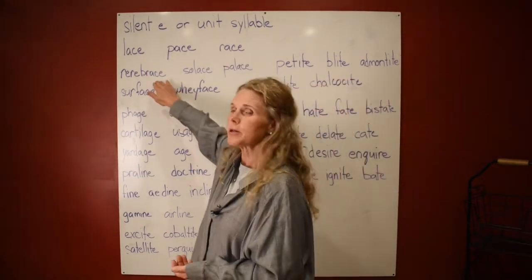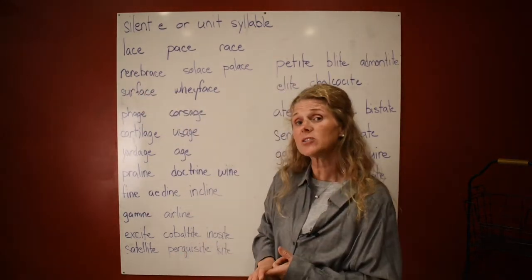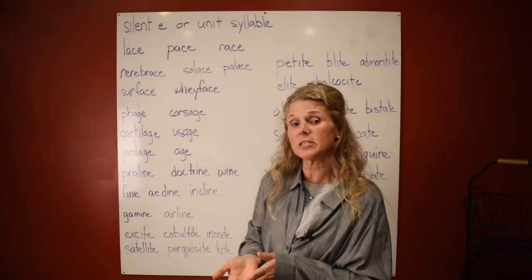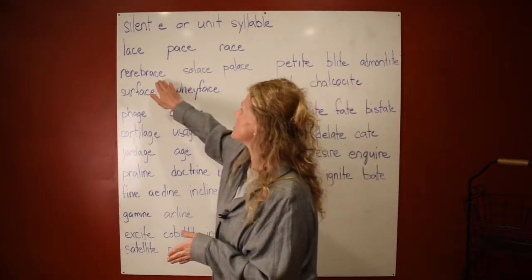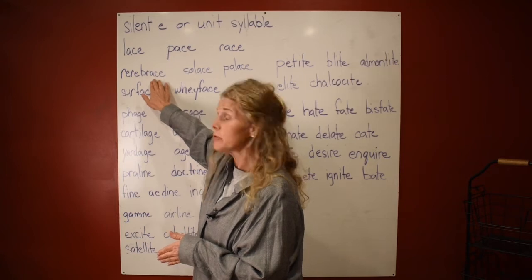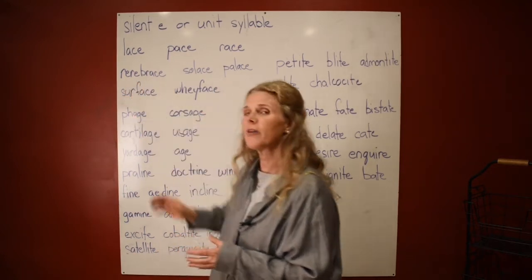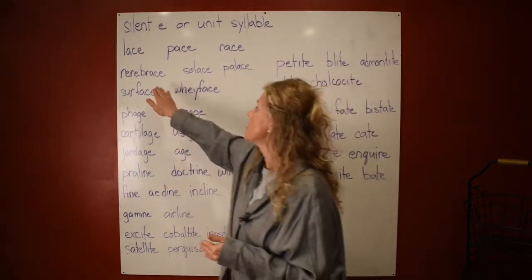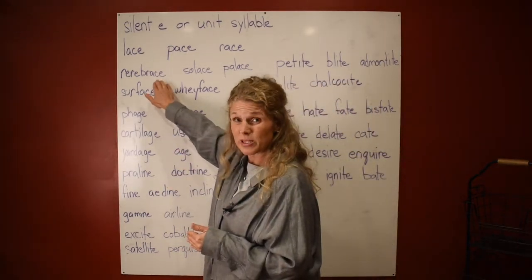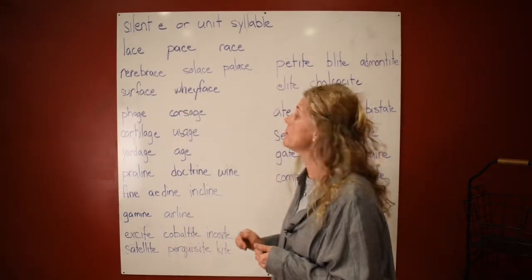But look at this word. This is a multi-syllable word, and that's where your unit syllables come into play. In a multi-syllable word, this looks like it could be a unit syllable, but look, we have a prefix in front of it. If you identify a prefix, then you know this is going to be a silent E syllable. So this is re-brace.